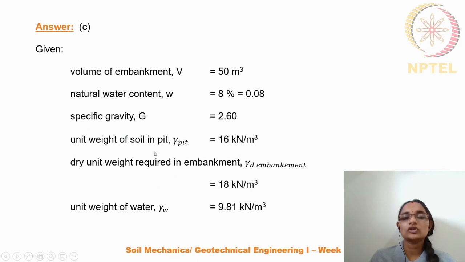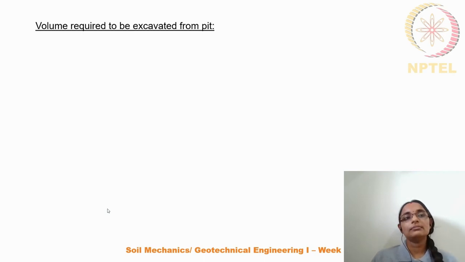Bulk unit weight of soil in pit is 16 kilonewton per meter cube, and dry unit weight required in embankment is 18 kilonewton per meter cube. Also, unit weight of water is given as 9.81 kilonewton per meter cube. So, we need to determine the volume of the soil that is to be excavated from the pit.